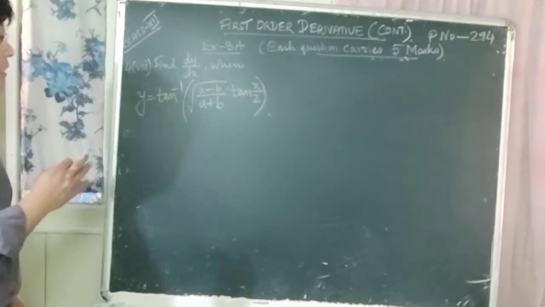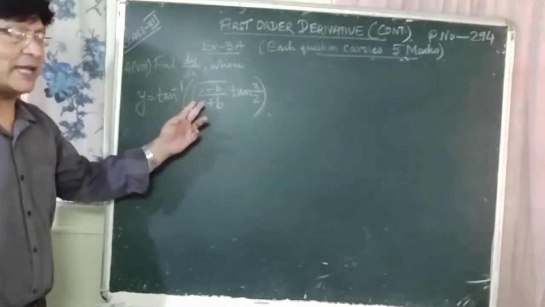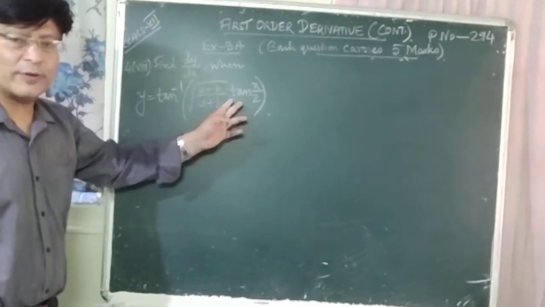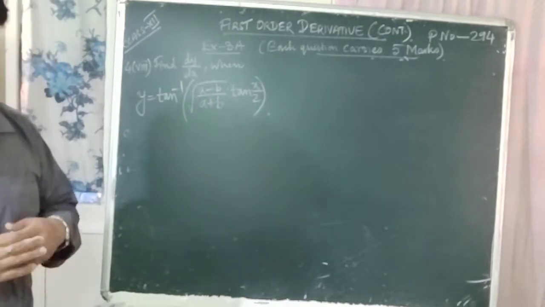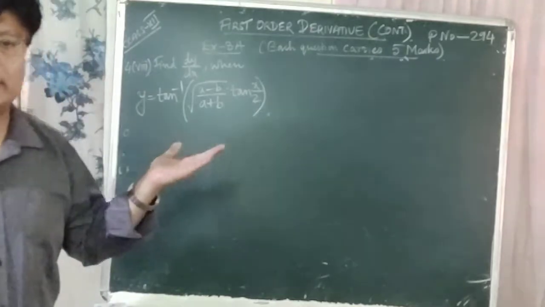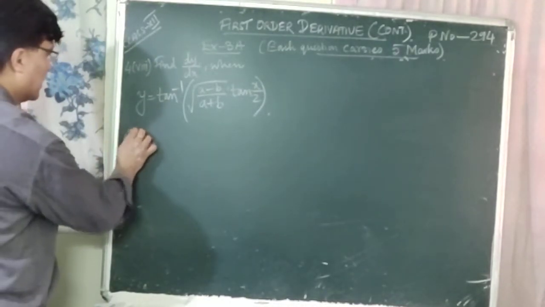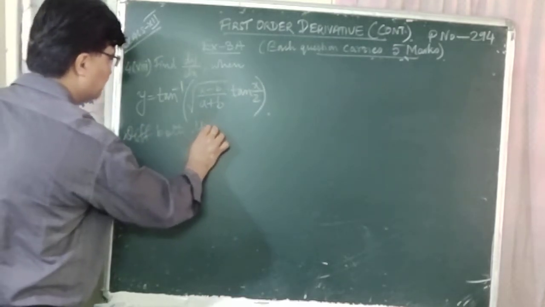So here also you have to differentiate both the sides directly by taking it as tan inverse x. That is, the expression within bracket is root under a minus b upon a plus b into tan x by 2. You should take it as x to differentiate it. Okay. So let us differentiate it directly again. So differentiating both the sides.